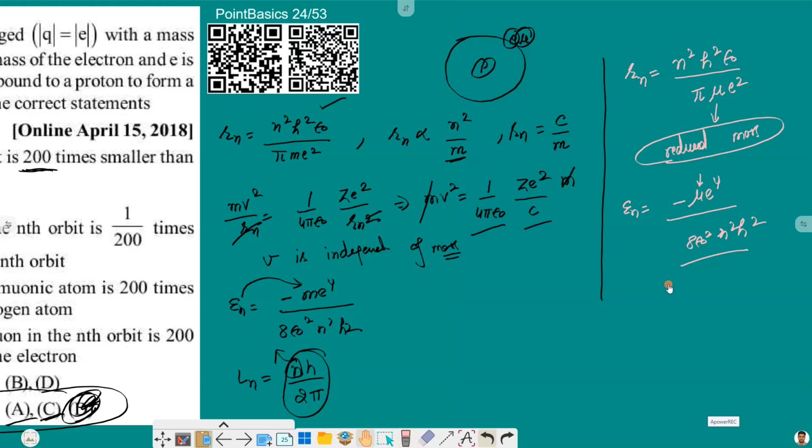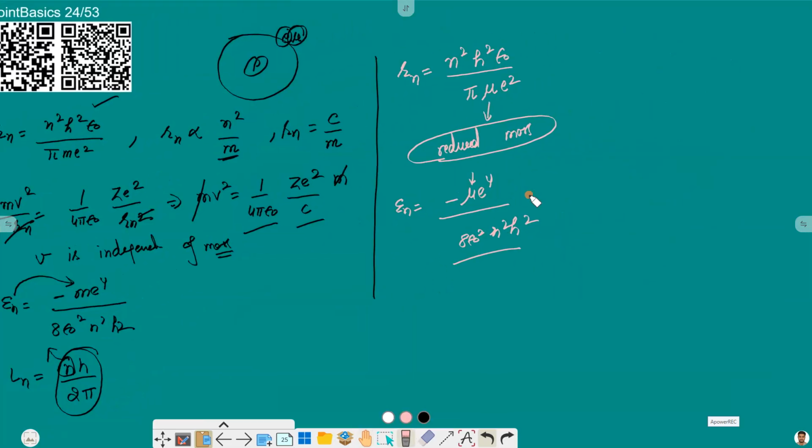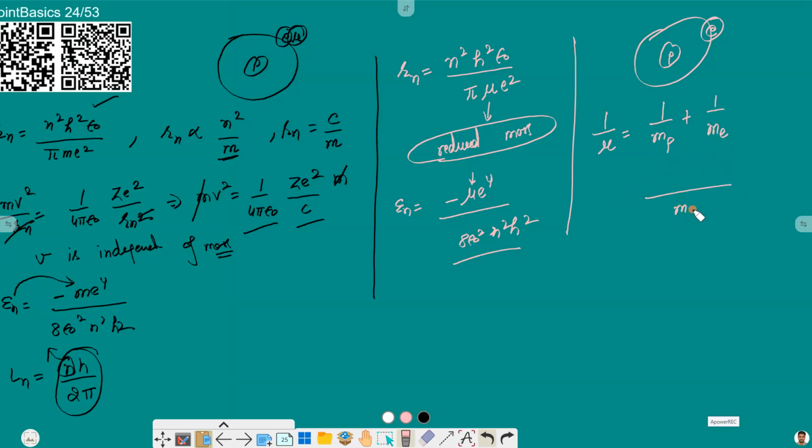And how do we calculate the reduced mass? Let me show first for the hydrogen atom. In the hydrogen atom, we have a proton and an electron revolving around it. So the reduced mass of this system will be given by 1 by mu equal to 1 by mass of proton plus 1 by mass of electron. Combining, 1 by mu is ME plus MP over MEMP. So from this, mu is ME MP divided by ME plus MP.